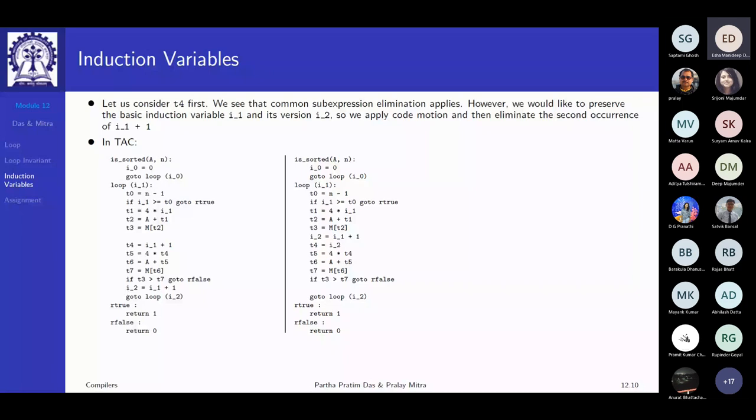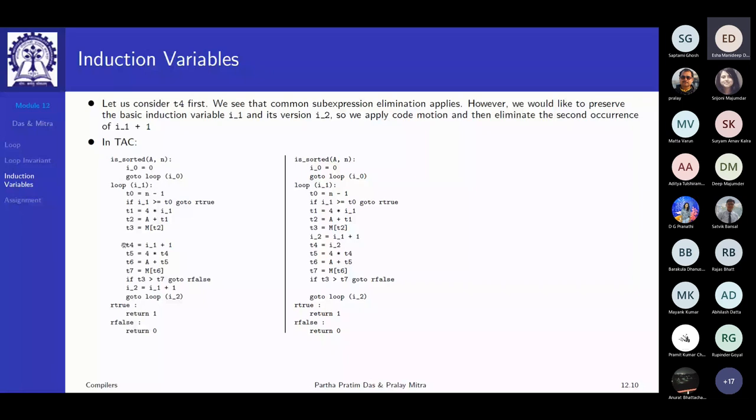So what I do is I hoist it, or I move this code before T4. I move it before T4, and it does not change anything. It cannot, because I2 is defined only once. I don't even need expensive tests to be done. I just move it before T4, and then I do the common sub-expression elimination.